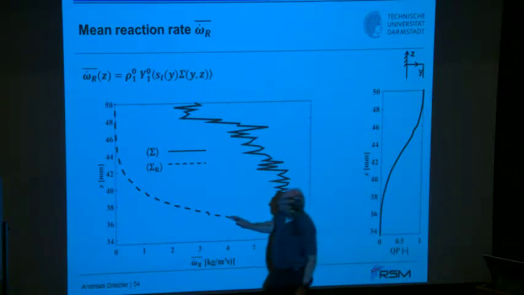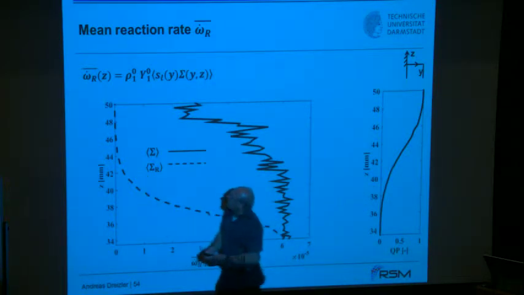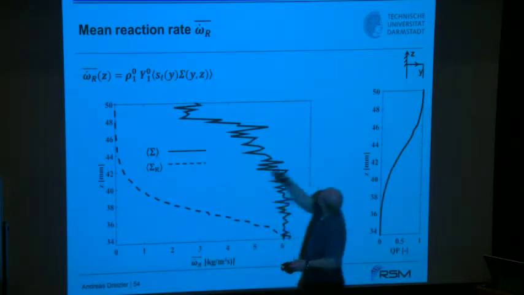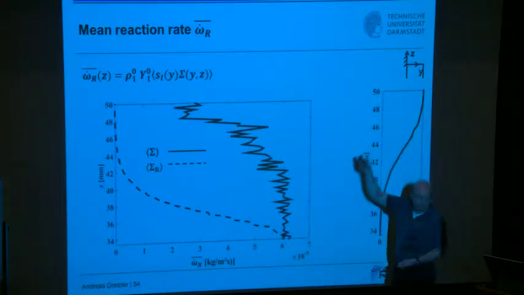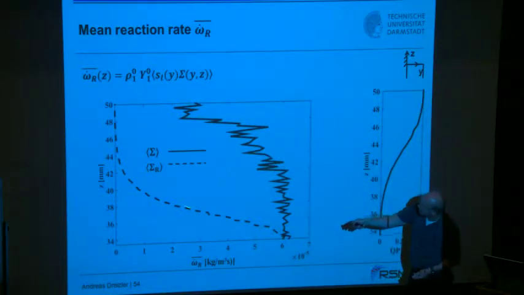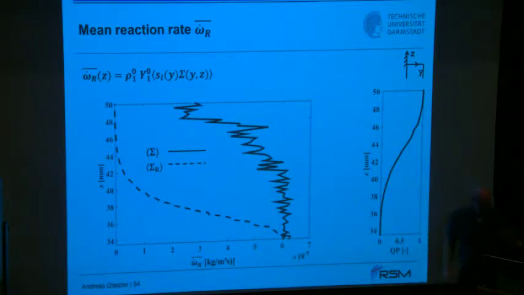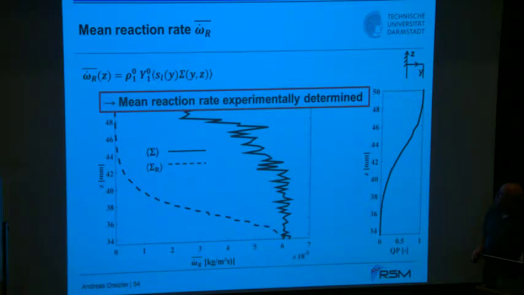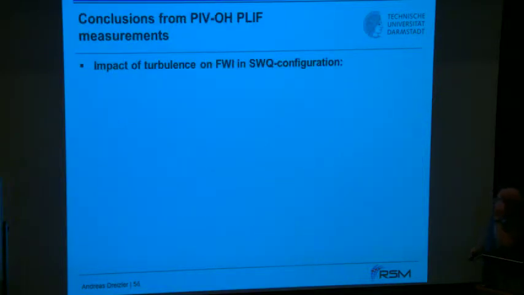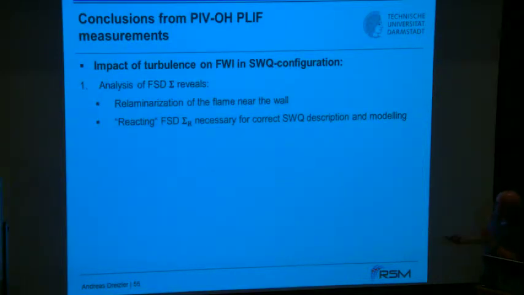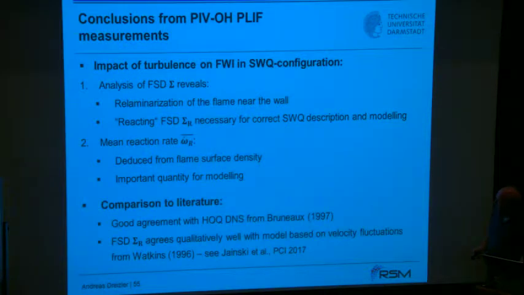The mean reaction rate approaches 0 when we are at the location where the quenching probability has reached 1. Yeah? And so that is the correct number that should be used in modeling, and this is now quantified. And this gives you an idea how you can make use of this data: mean reaction rate experimentally determined the first time for this flame wall interaction. So this is just a short summary.